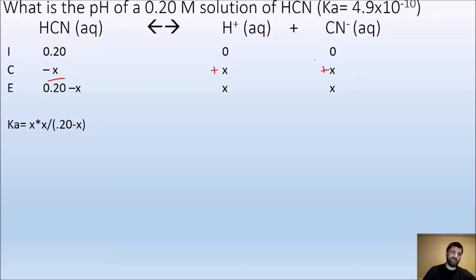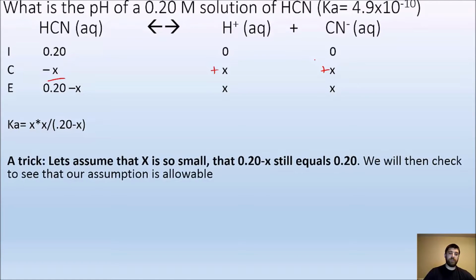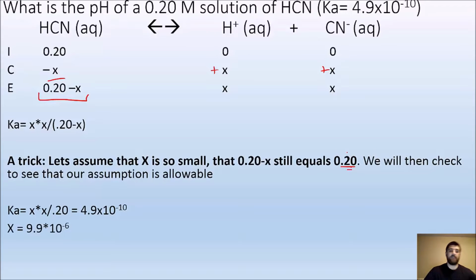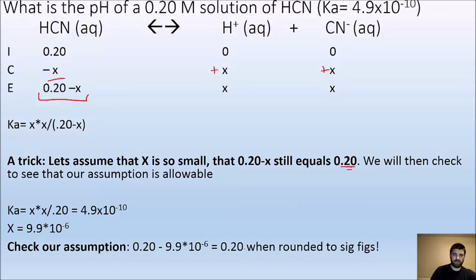We're going to try to make our lives a little easier, and we're going to assume that X is so small that 0.20 minus X, which is my equilibrium concentration for the acid, still equals 0.20. We'll then have to check that our assumption is allowable. So we assume that, and it simplifies to just X squared over 0.2 equals Ka. Then I solve for X. I get X equals 9.9 times 10 to the minus 6, and this is when I check. So now I plug that in. If I subtract this from 0.20, will I still end up with 0.20? And when I round to sig figs, I sure do. So I just saved myself from having to use a quadratic equation.